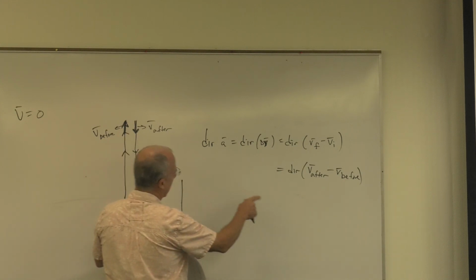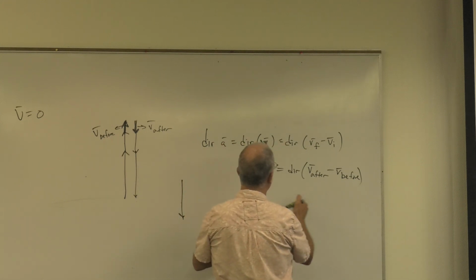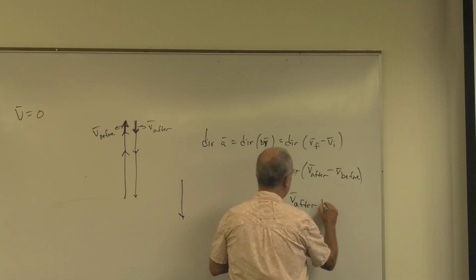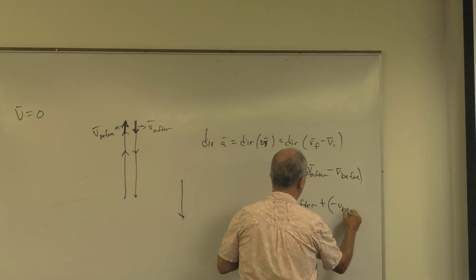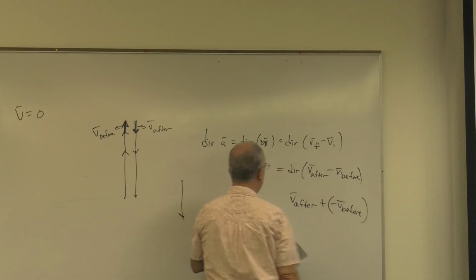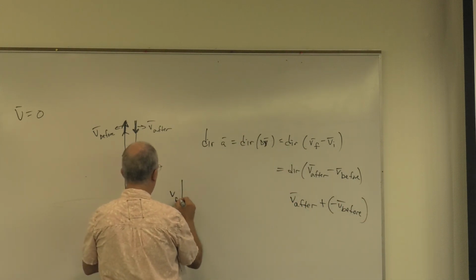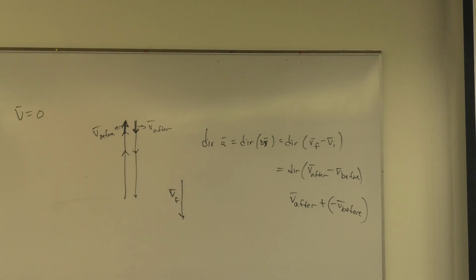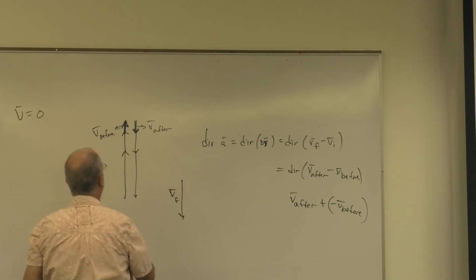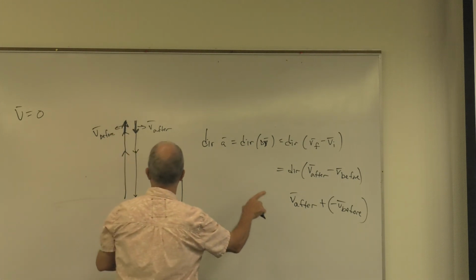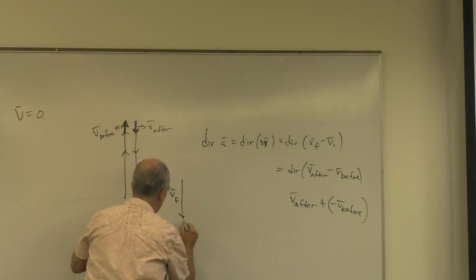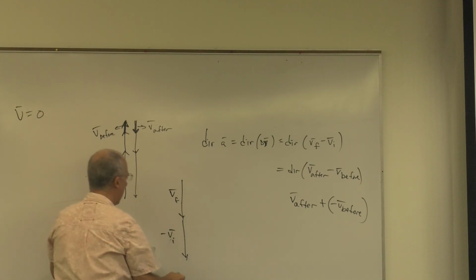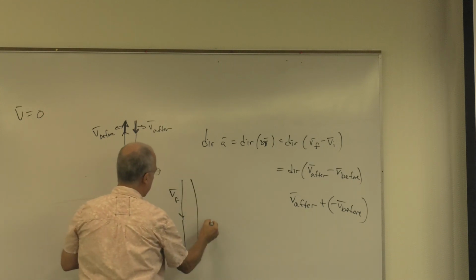And then we want to remember how you do this. So v after plus a negative v before, right? That's how you subtract vectors. So there's our v after, or v final, whatever you want to call it. And v before is like that, but we want negative v before, so it's like that. There's minus v before, or minus v initial. If you add those two, you get this. So there's your a.